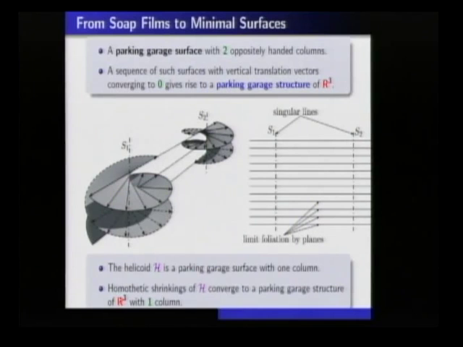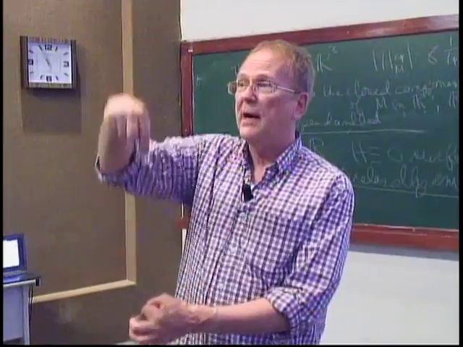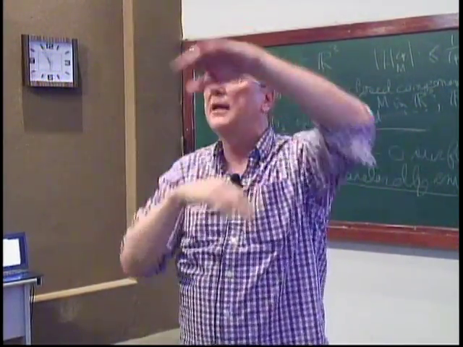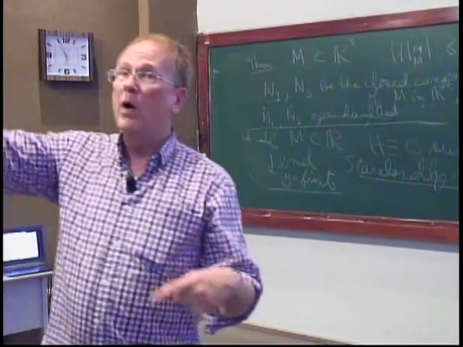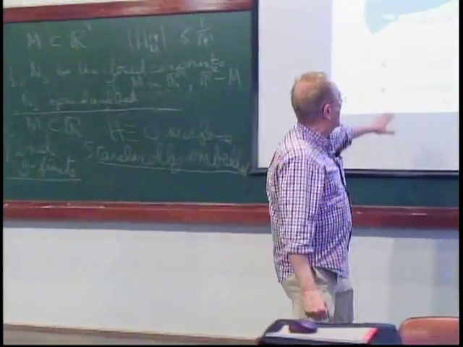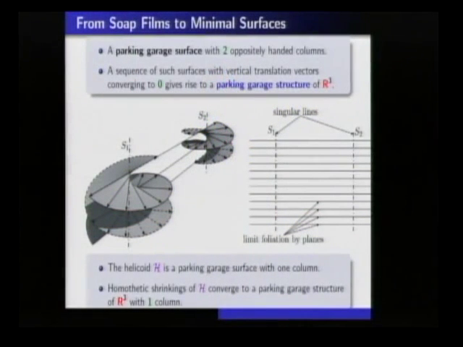The helicoid itself is an example of one of these parking garage structures, or surfaces. It has the vertical axis, which is called its column. It's got one column. And outside of that, I see these two spiraling multigraphs, somehow one oriented up, one oriented down. Okay? So a helicoid is an example of one of these parking garage structures with one column. This is a picture with two columns.